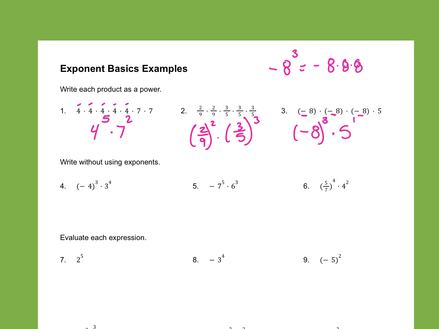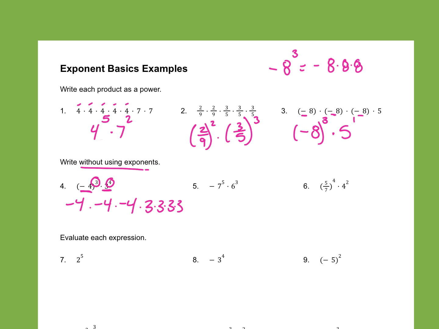Next set of directions, we're going to go backwards. So we have -4 to the 3rd. Notice that -4 is inside the parentheses. That means that I need that negative and that 4 being repeated. So -4, another -4, and another -4. That's what that 3 tells us. And then I need 3 being multiplied by itself 4 times. So 1, 2, 3, 4. The direction said write without exponents. It doesn't tell us to solve, so that is all we need to do.